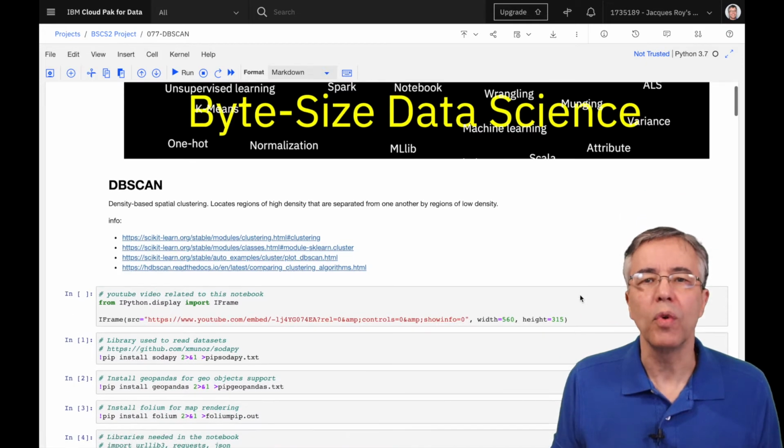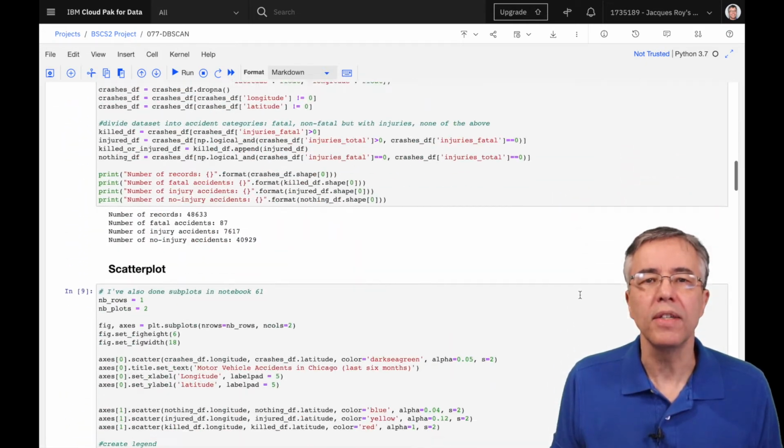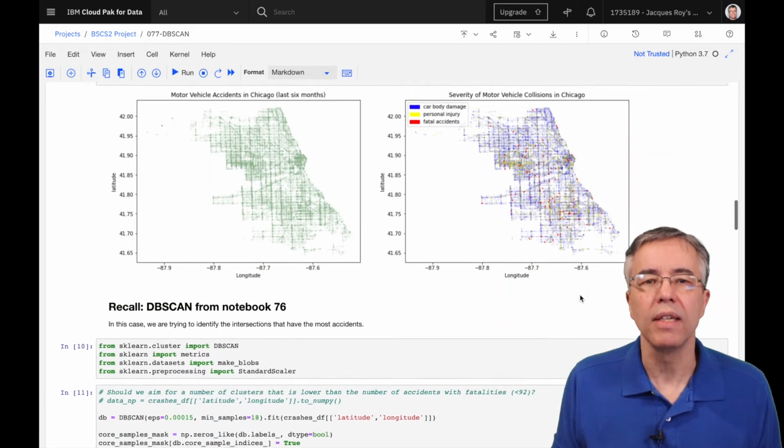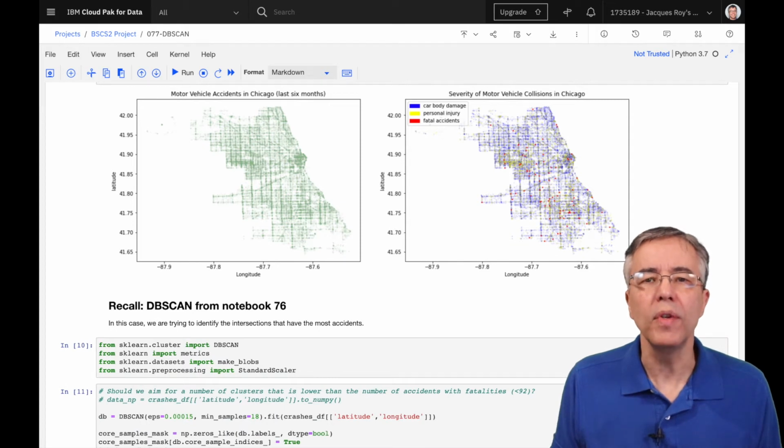Let's skip the part where we read the data, since it is the same as in video 76. We pick it up at the visualization of the accidents using scatter plots. As mentioned in the previous video, the scatter plots give us an impression of where the clusters could be.